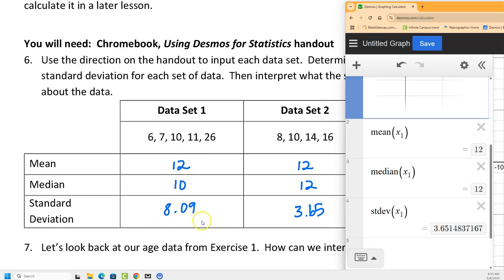Whereas, as opposed to this, the 8.09 means that from the mean, most of the numbers fall between adding 8.09 and subtracting 8.09. So adding basically 8 and subtracting 8 would put me between 4 and 20. You can see most of the data falls between that. Not all of the data falls between it, because there's typical data, and there's data that's not so typical, like the 26.